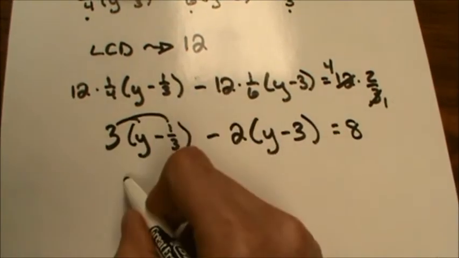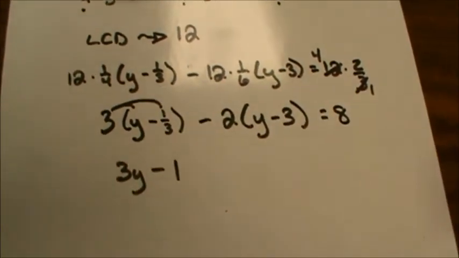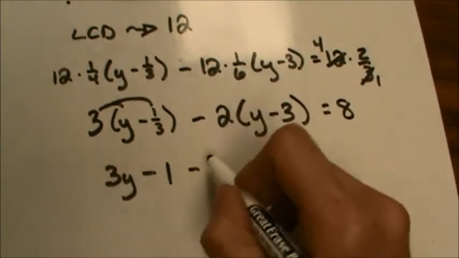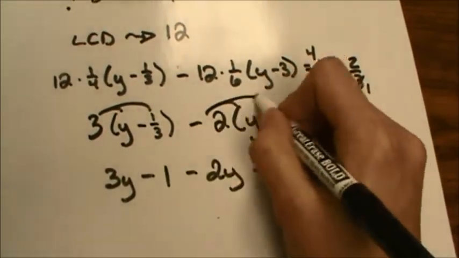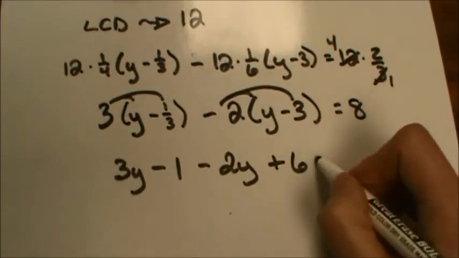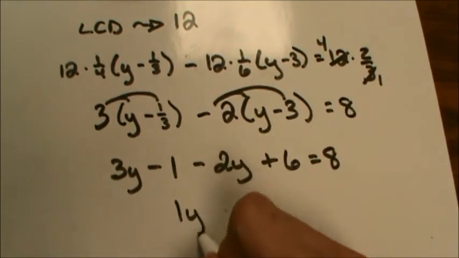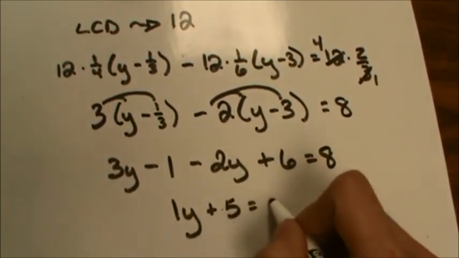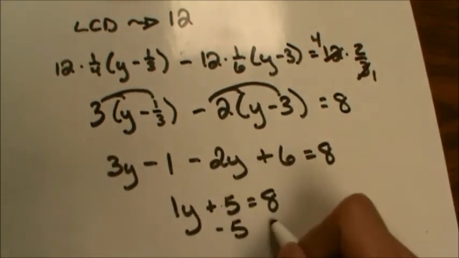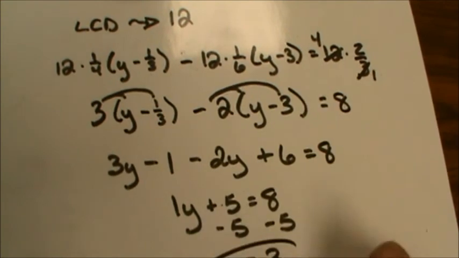Watch how this happens. I have 3y here. 3 times 1/3 is a nice whole number. Minus 2y plus 6, because I'm distributing a negative 2 here, equals 8. Combine like terms. I have just one y left. Negative 1 and 6 is a positive 5. Minus 5, y equals 3.